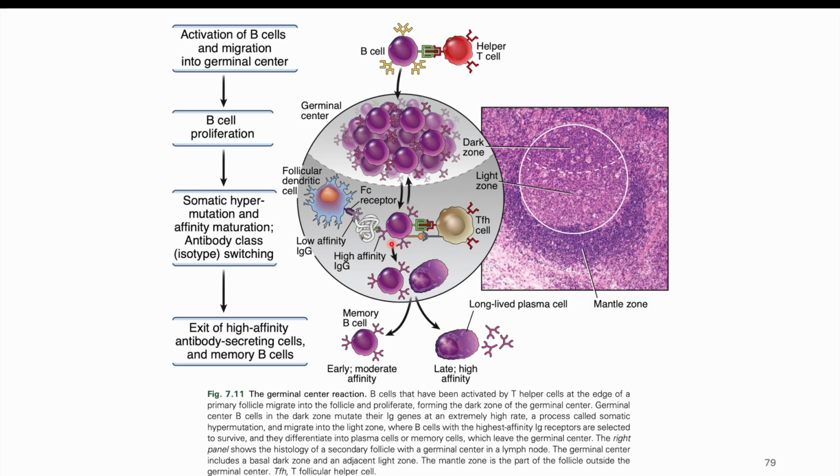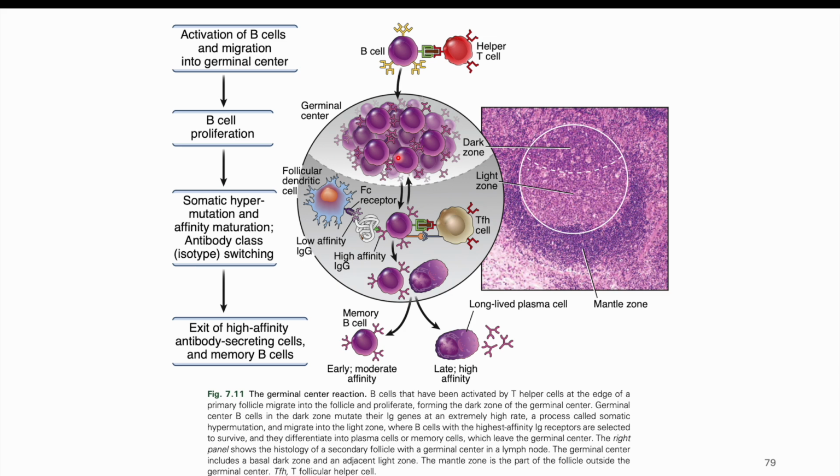The right panel, this one, shows the histology of a secondary follicle with a germinal center in a lymph node. So you can see the dark and the light zones majorly. This is the follicle, this is the germinal center, this is comparatively darker than this, right? So this is the dark zone, this is the light zone. So the germinal center includes a basal dark zone and an adjacent light zone.